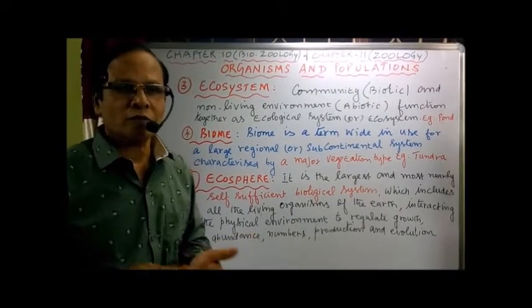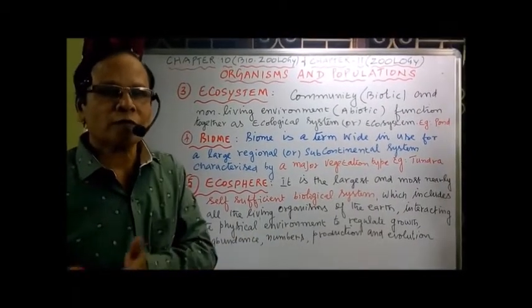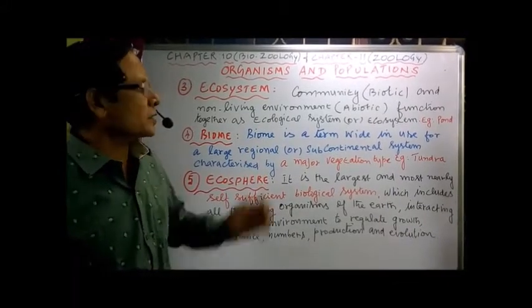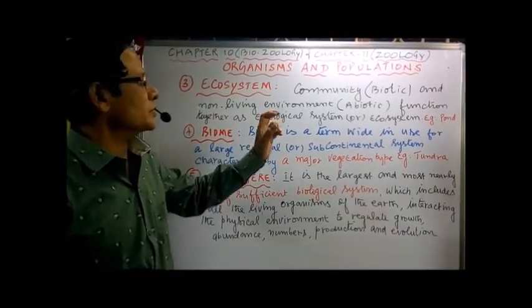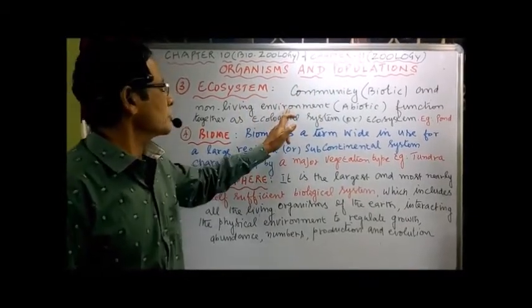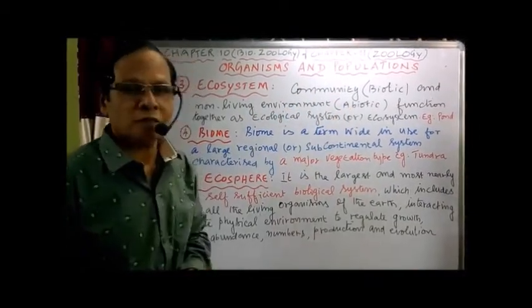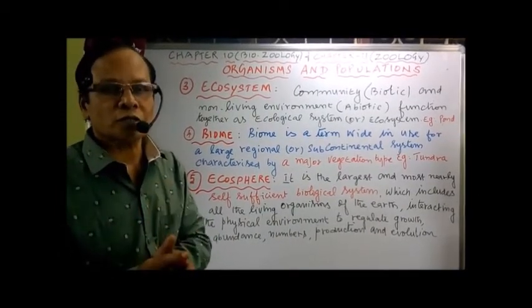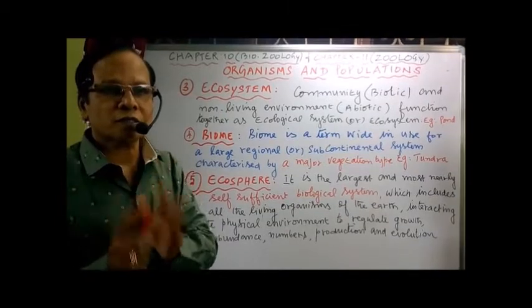So in that one we have the living organisms plus the non-living components, and that is called an ecosystem. So, community and a non-living environment. The community forms the biotic environment, and the non-living environment has the abiotic factors. They function together as an ecosystem, or ecological unit, or we can say ecological system.